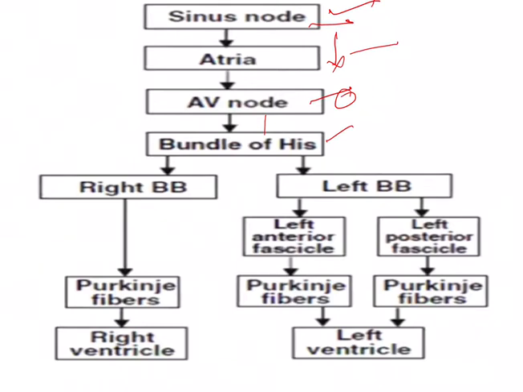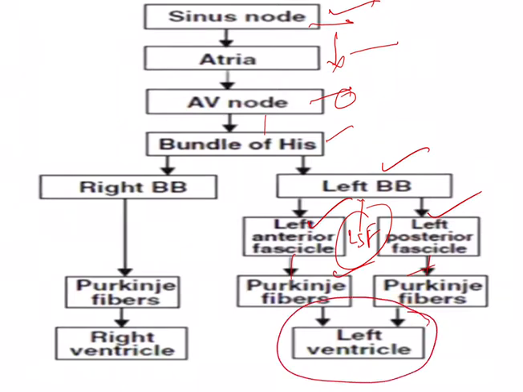From the bundle of His, impulses travel to the left bundle branch, which divides into the left anterior fascicle, left posterior fascicle, and left septal fascicle also. These further divide into Purkinje fibers, and they cause the contraction of the left ventricle. Similarly, the bundle of His divides into the right bundle branch, which further divides into Purkinje fibers, and the Purkinje fibers cause contraction of the right ventricle when the impulses come to them from the right bundle branch.